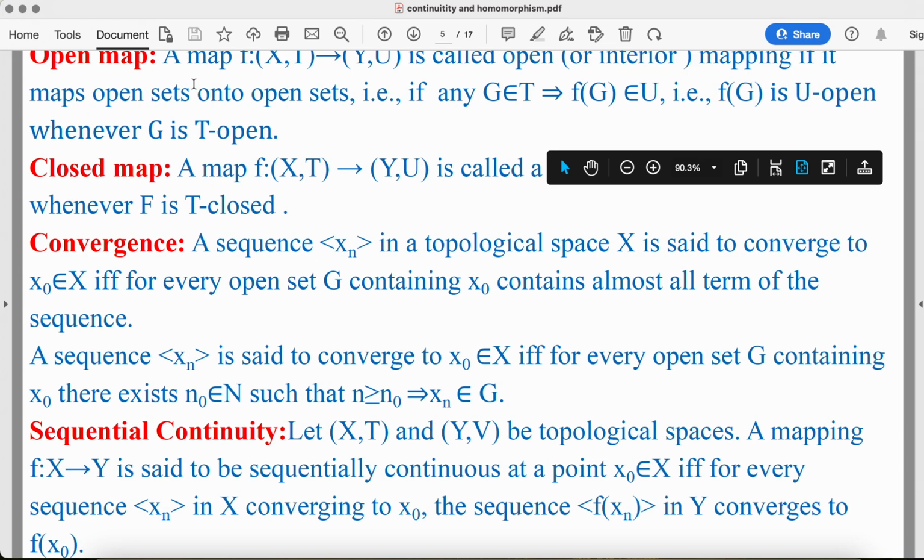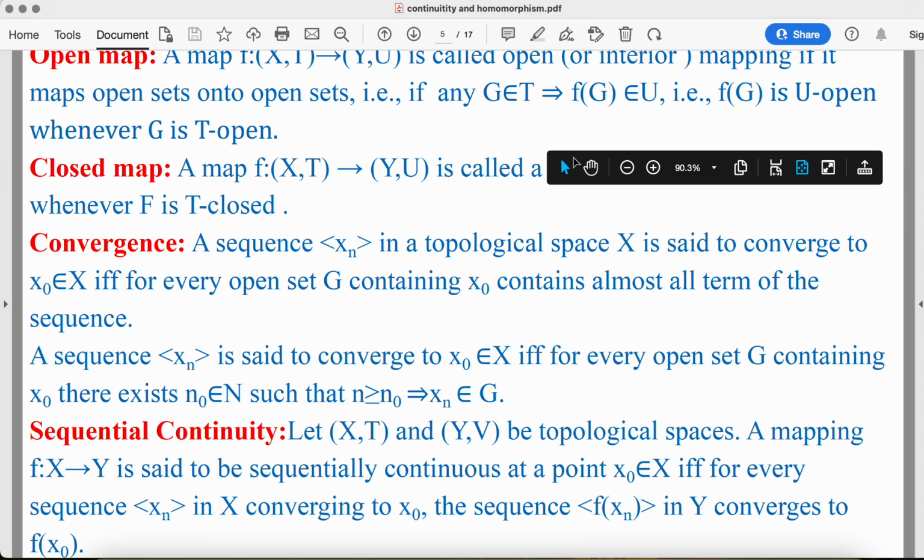Now what is an open map? A mapping f from (X, T) to (Y, U) is called an open mapping if it maps open sets onto open sets. It means for any open set G belonging to T, f of G belongs to U. That is, f(G) is U-open whenever G is T-open.